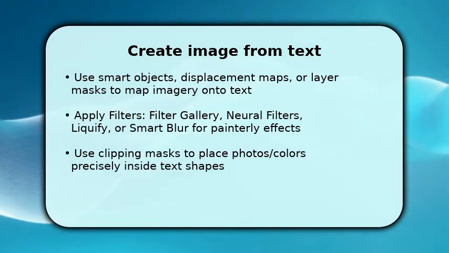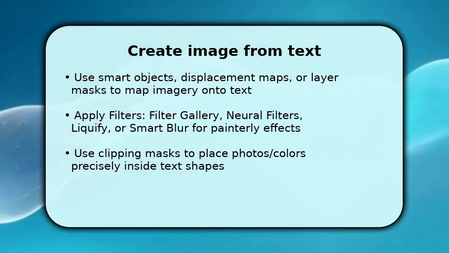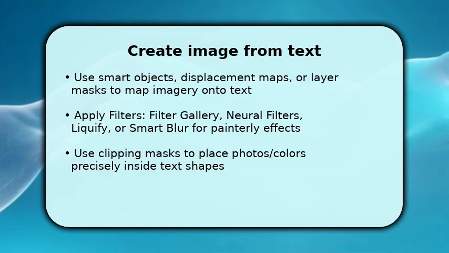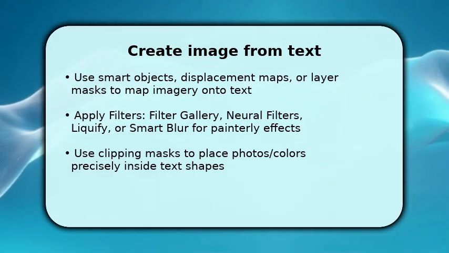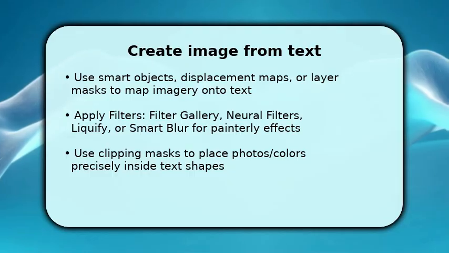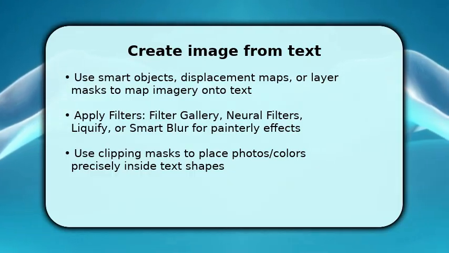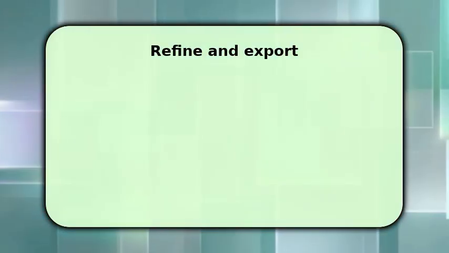For texture and depth, create a displacement map from the text layer and run filter distort to wrap imagery into type contours. You can also paint inside a mask, use neural filters for stylistic shifts, and fine-tune blending modes to merge color and contrast. Finish by refining tone and preparing files for use.